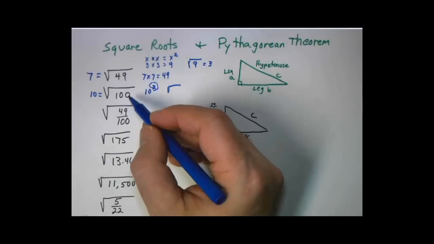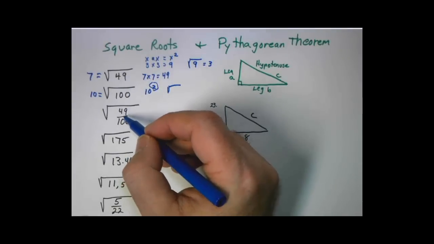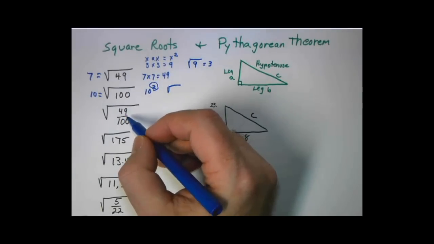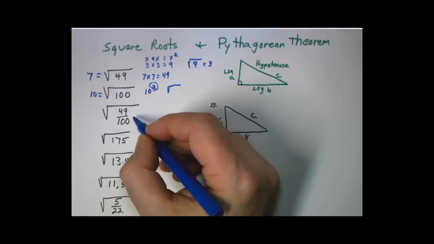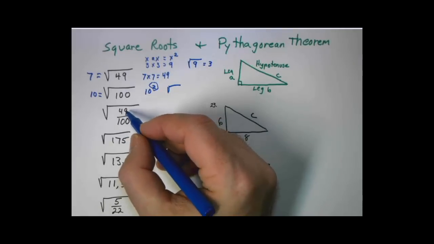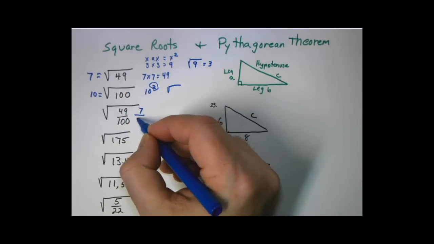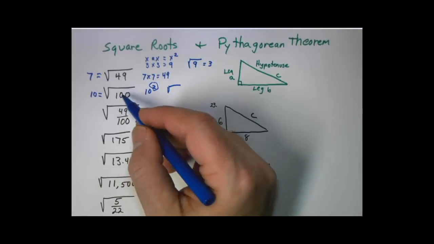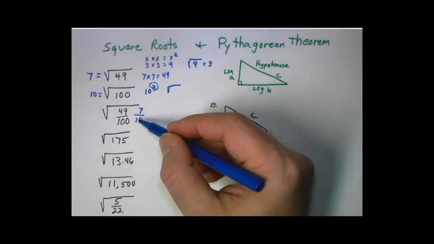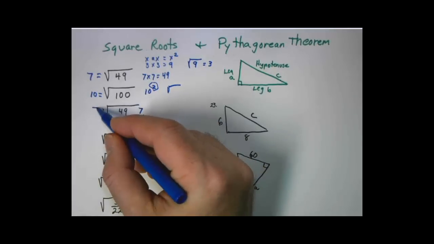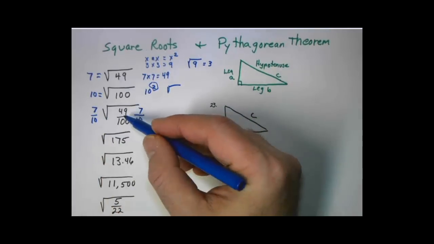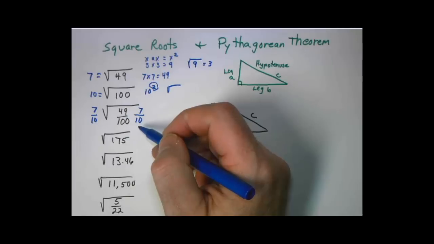We can combine these into fractions too. If we take the square root of a fraction, we can deal with the top and deal with the bottom. What times what is 49? 7. What times what is 100? 10. So we can combine these into fraction form, and the square root is going to be 7/10 of 49 hundredths.